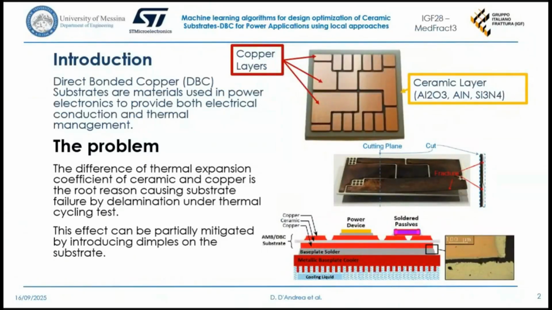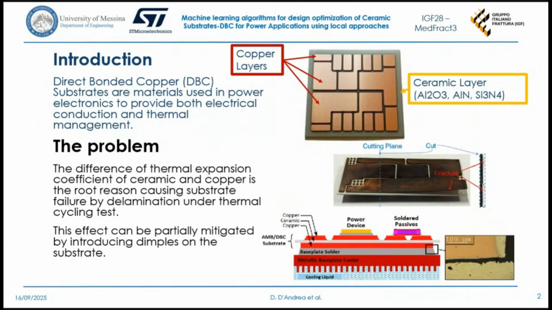I'll start my presentation by introducing the subject of this work, which are direct bonded copper substrates, which are specialized materials aimed to ensure thermal management and electrical conduction in power electronics applications. They consist of copper layers bonded together with ceramic layers with dimensions in the order of micrometers in thickness, and the ceramic layer can be made of aluminum oxide, aluminum nitride, and silicon nitride.